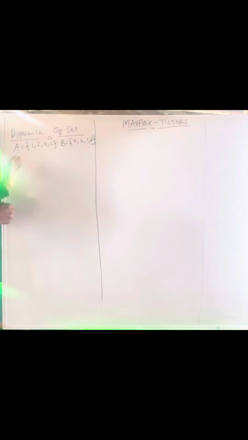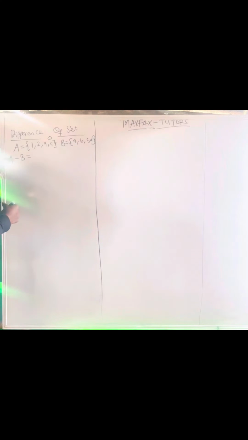If they ask you to look for the difference, the question might be asked, what is A minus B or A difference B? So whenever you hear A difference B, it simply means all the elements present in set A but cannot be found in set B. So what are the elements in set A but not in set B? That is 1, 2.